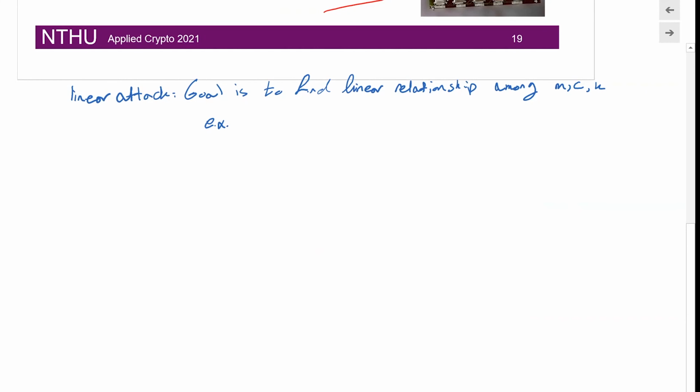For example, I can say if I XOR the third bit of the message with the fourth bit of the message, and then I XOR that one with the C50, then I get the fourth bit of the key. This is a relationship, and it is linear. Operations such as XOR are linear.